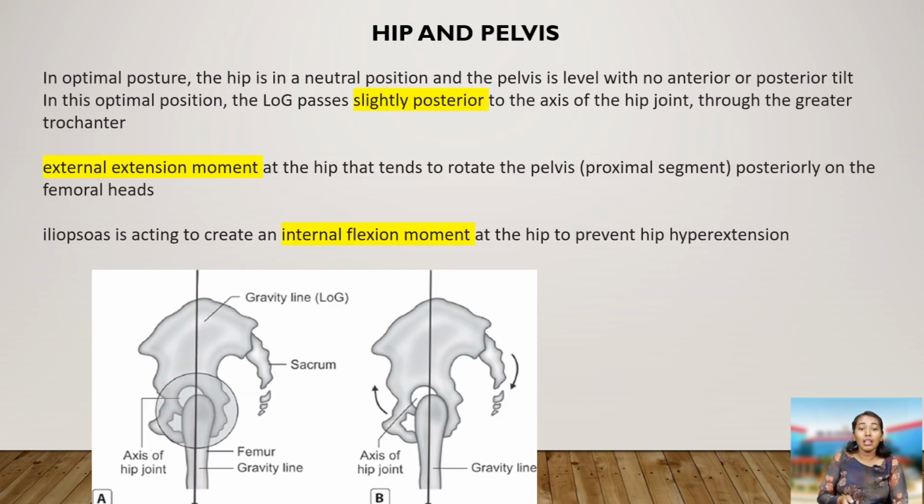Next, we'll move to hip and pelvis. As you can see in the hip and pelvis, the line of gravity passes slightly posterior to the axis of the hip joint, through the greater trochanter, because of which there is an external extension movement which is being maintained by the internal flexion movement done by your muscle iliopsoas. This helps in preventing hyperextension of the knee.